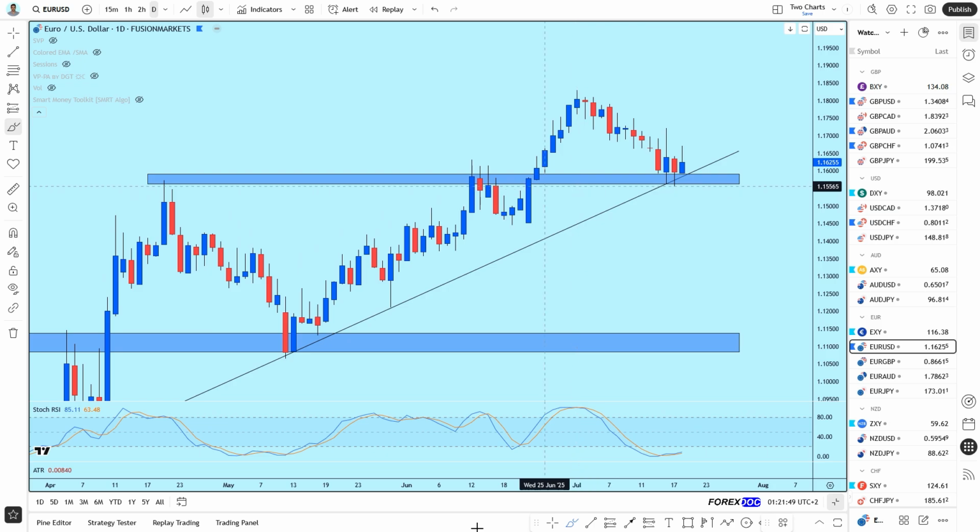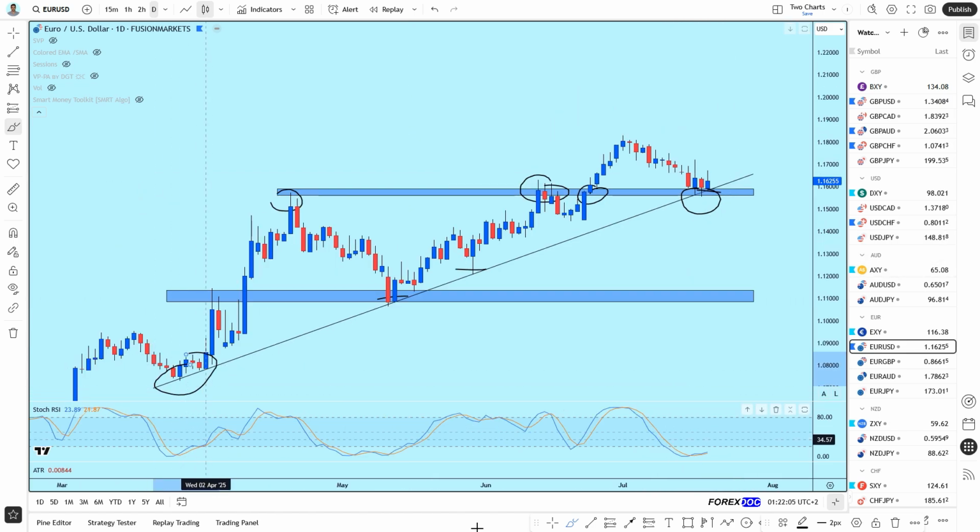Again, we have daily chart, but this time for euro dollar. We can see that price is testing this zone that acted as a resistance multiple times. Price then broke it, and now this zone is acting as support. And again, we also have bullish trend line that connected all these higher lows. Also this one here. Again, we have stochastic RSI buy indication, so it is reasonable to expect bullish continuation next week.